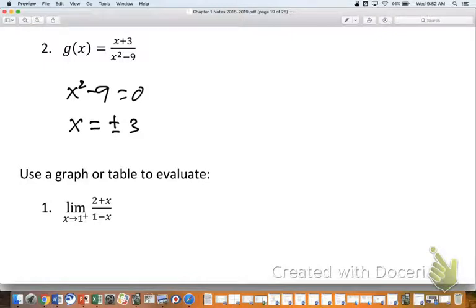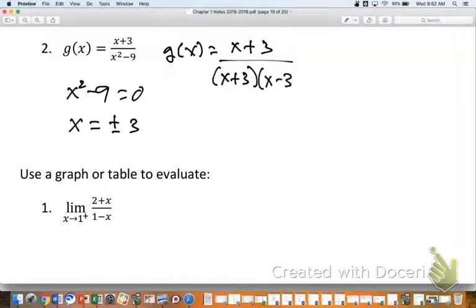Factor, yeah, factor that denominator. You were even doing the parentheses hand motion. I like it. So g of x is equal to x plus 3, over, difference of squares, right? x plus 3, x minus 3 down there in the denominator. And this is where you see the thing that you need to see, right? So the x plus 3's cancel right on out of there.